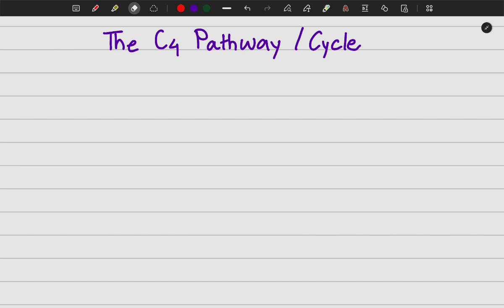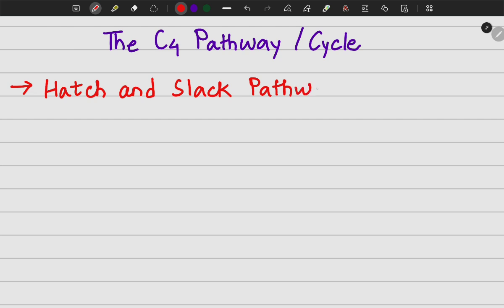So the C4 cycle occurs in the C4 plants, and this C4 cycle is also known by the name Hatch and Slack pathway. And the C4 cycle will be seen in the C4 plants. Now, what are C4 plants?